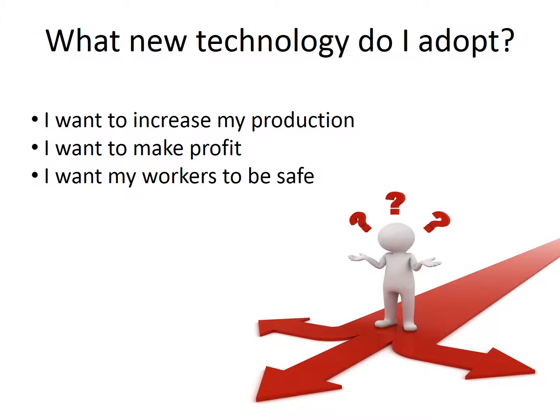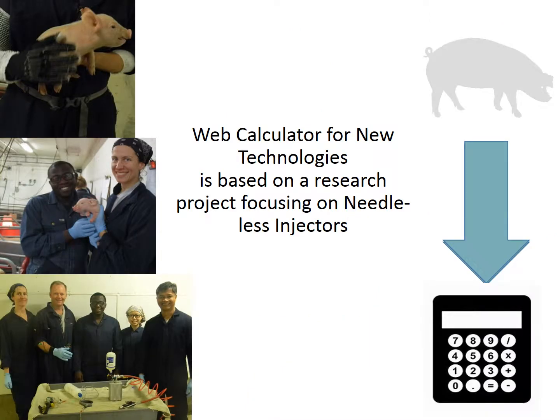So, how do we determine what new technology is best for a specific situation, or what new projects to invest in our barn? This brings us to the web-based calculator. The web-based calculator for decision making was developed based on the study on the needleless injectors. The technology decision-making calculator used the test case of a needleless injector as an example of a new technology within the barn industry.